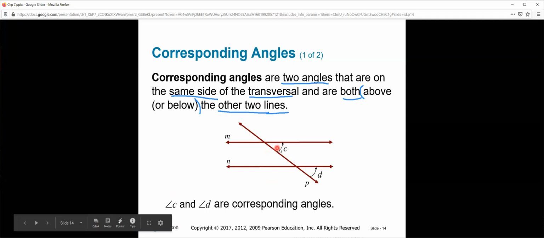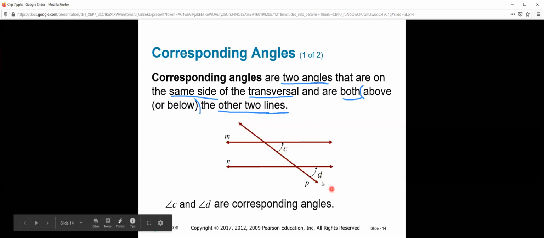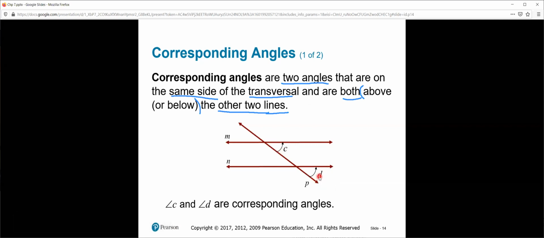You have two angles, C and D. They're on the same side of the transversal. This is the transversal here. P is the transversal. M and N are parallel. P is the transversal. It intersects at two different locations. Same side, meaning left, right, up and down, if you will, and are both above or below the other two lines. In this case, M and N being parallel. C is below M, D is below N, and they're both on the same side of the transversal P.